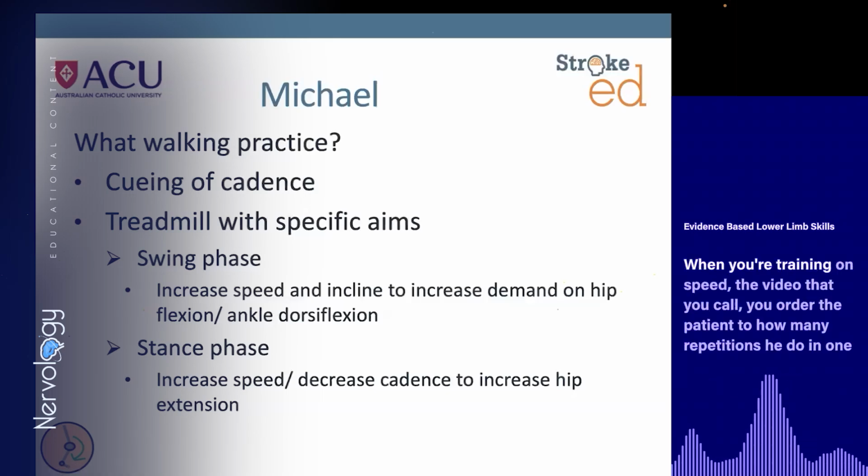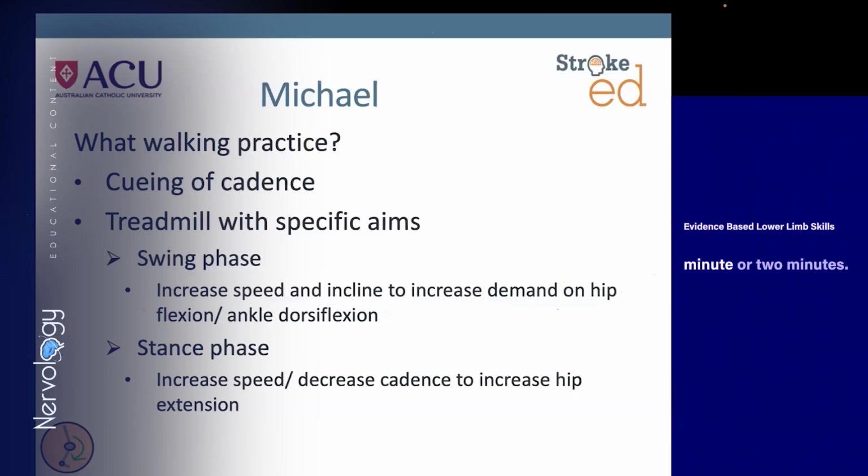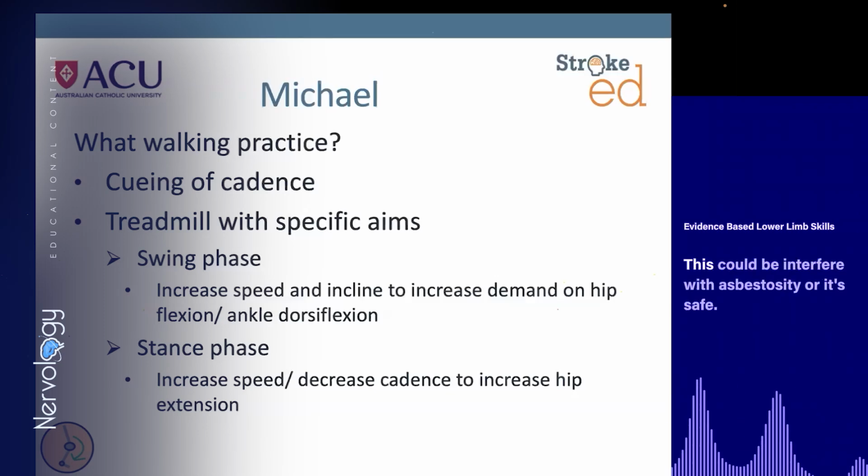When you're training on speed, where you order the patient to do a number of repetitions in 1 minute or 2 minutes, could this speed interfere with spasticity, or is it safe?